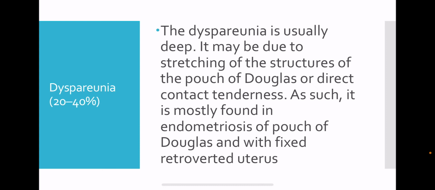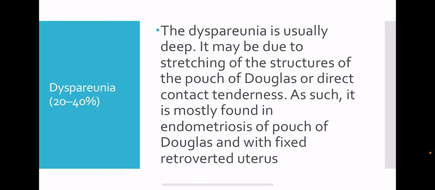The pouch of Douglas is a space situated between the uterus and the vaginal wall anteriorly, and the rectum posteriorly. So there is stretching of the structures of the pouch of Douglas, or there might be direct contact tenderness during coitus. It is mostly found in endometriosis of the pouch of Douglas and is associated with a fixed retroverted uterus. Retroverted is when the uterus is slightly tilted backward instead of forward.